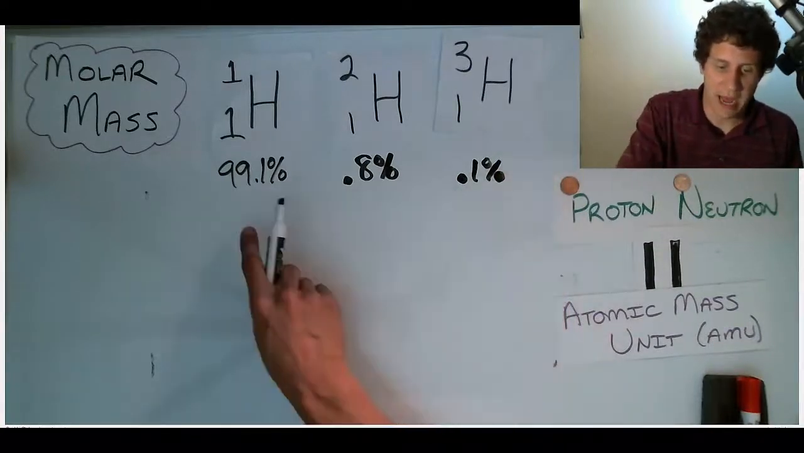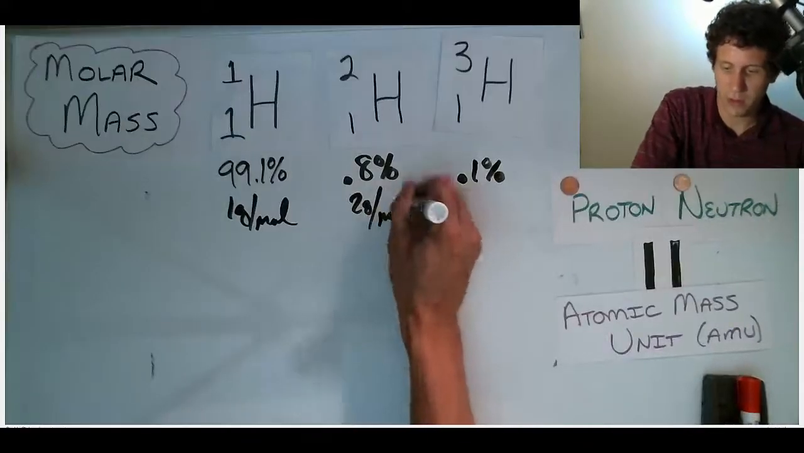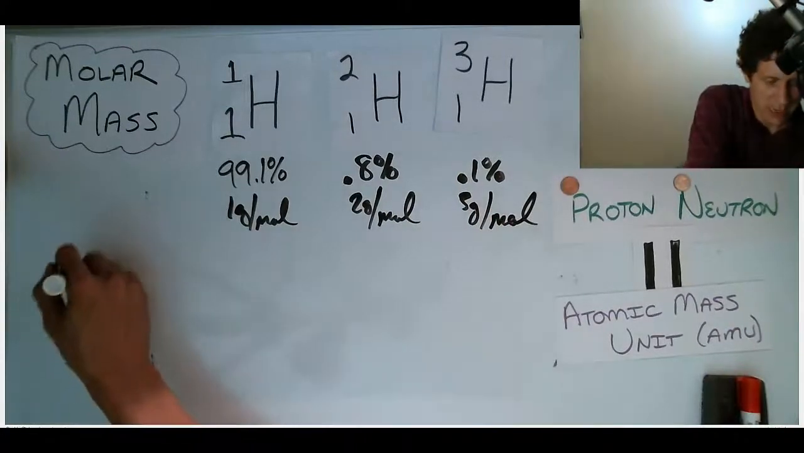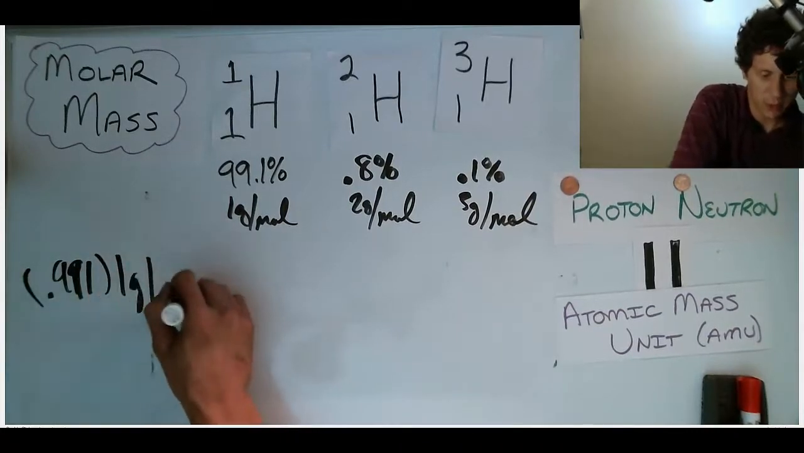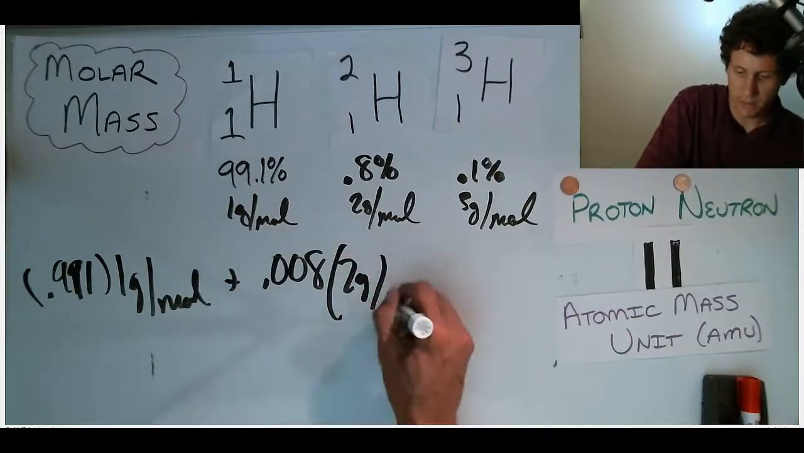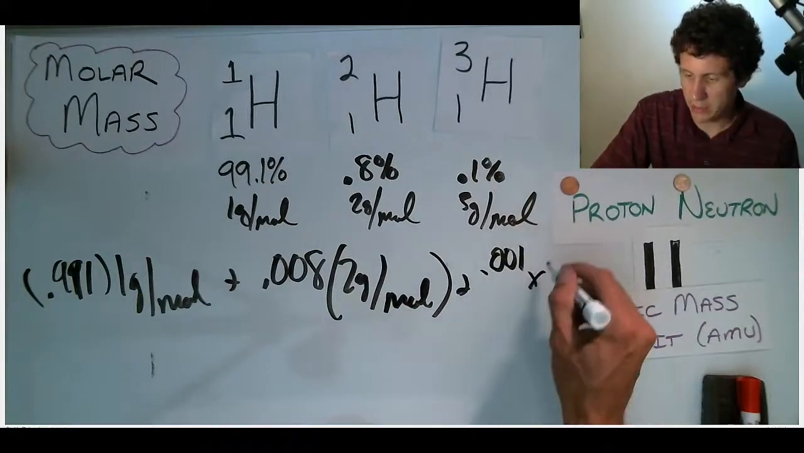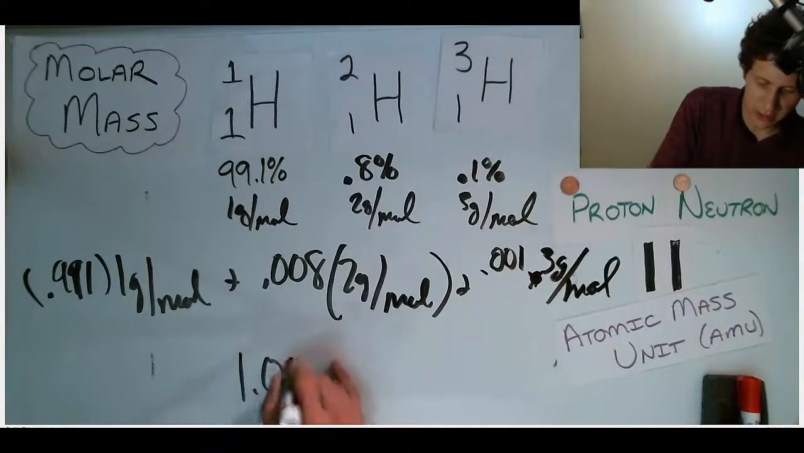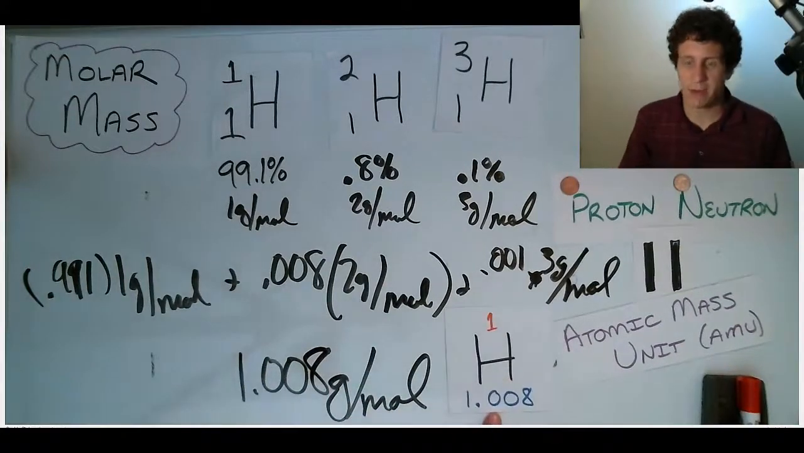So if I want to do a weighted average, and I know that this one weighs 1 gram per mole, this one weighs 2 grams per mole, and this one weighs 3 grams per mole. So if I do my weighted average, 0.991 times 1 gram per mole plus 0.008 times 2 grams per mole plus 0.001 times 3 grams per mole, okay, we're going to get 1.008 grams per mole, or that number that we happen to have on the periodic table.